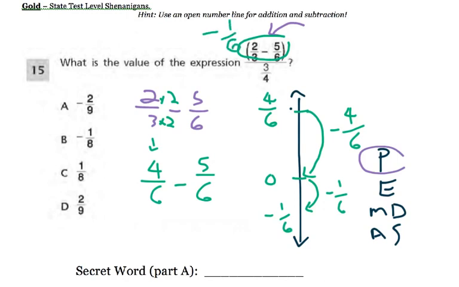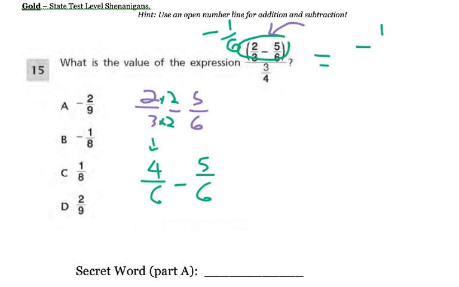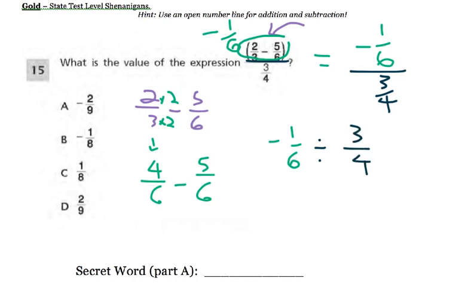So I'm going to make us a little bit of space here. And now I'm going to rewrite the problem as -1/6. And then the rest of the problem has this big division sign and then 3/4. Now it's just like these other problems that we've been doing. I have -1/6 divided by 3/4. And then I'm going to use keep, change, flip.